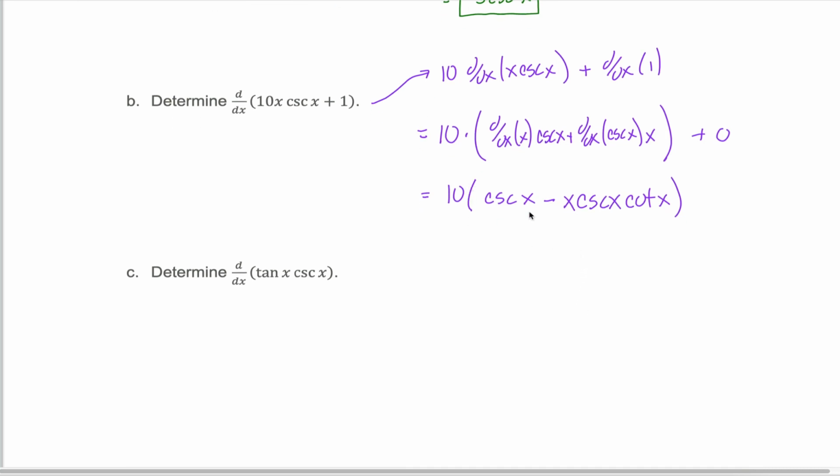Yeah, I guess. If you don't like parentheses, you can get rid of them by distributing the 10. If you're cool with parentheses, you could leave them there and maybe recognize that you have a cosecant in each of these terms and pull that out in front as well. So another alternative way of writing this, certainly not better, but I don't think it's worse either, is 10 times cosecant of x times 1 minus x cotangent of x.